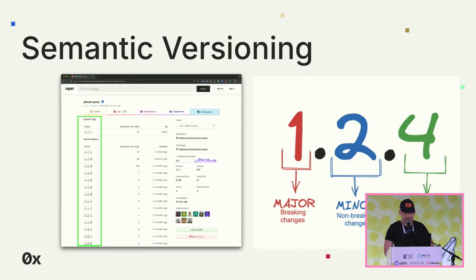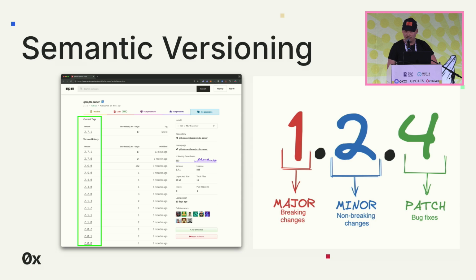And it all starts with semantic versioning. If you're developers here, you might have heard of this before. You might know what this is. On my left-hand side, there's the versions for 0x-Parser, and on the right, we have a sample of a semantic version. For example, we have 1.2.4. Now, each one of these numbers represents a type of release you want to do.